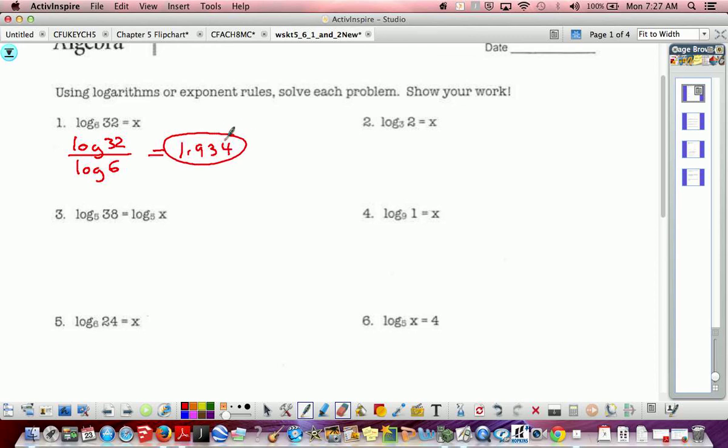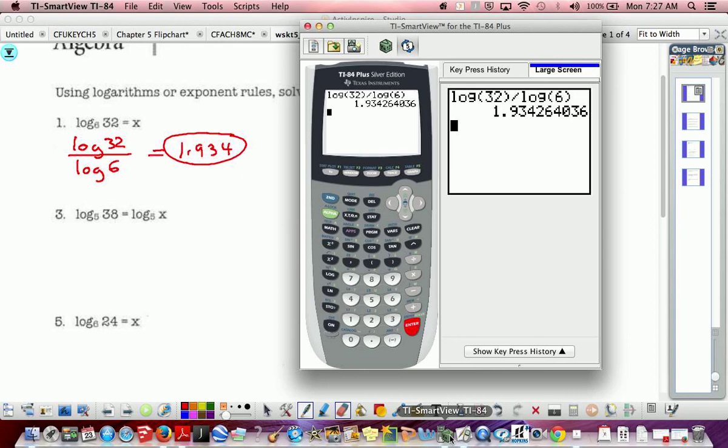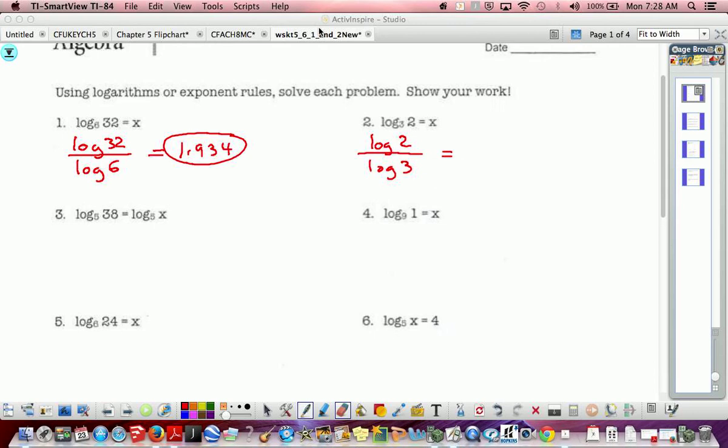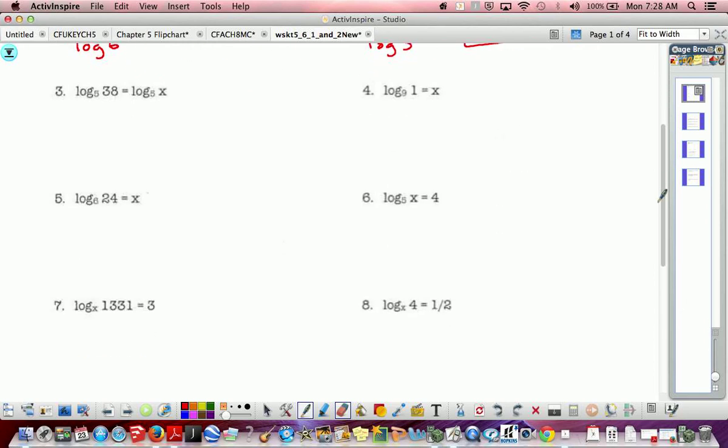Second one, same process. Log of the number, so log of 2 over log of the base, log of 3. So log of 2 divided by log of 3. Close, make sure I'm closing my parentheses. 0.6309.